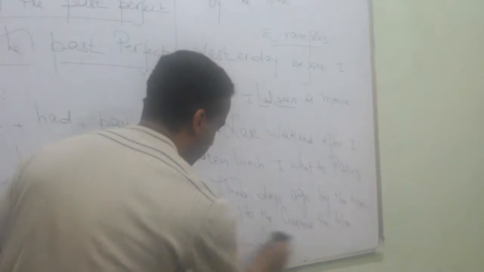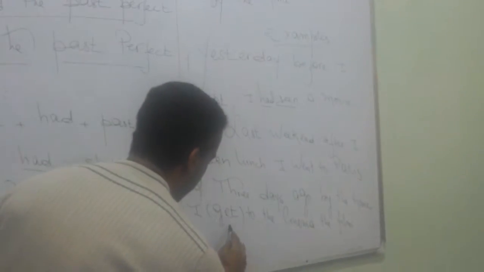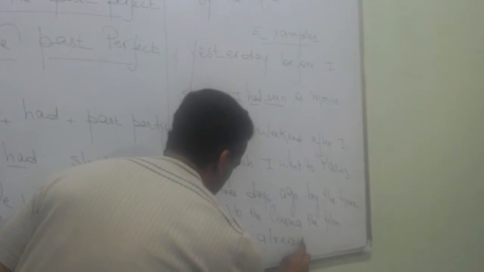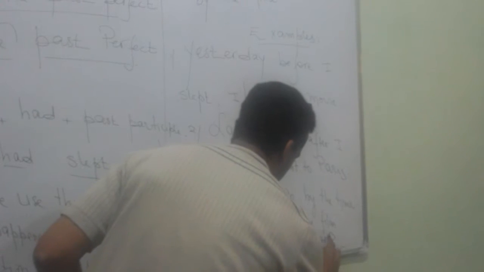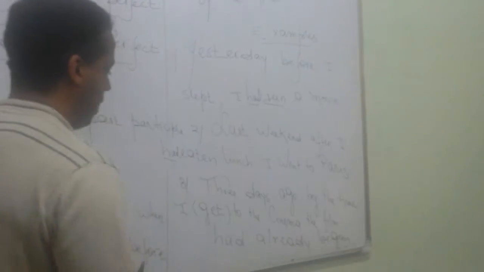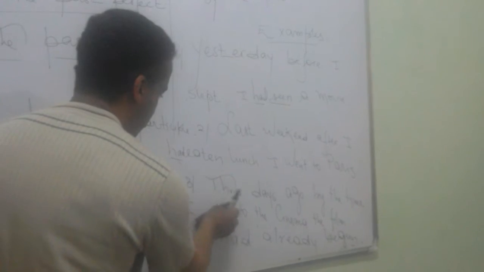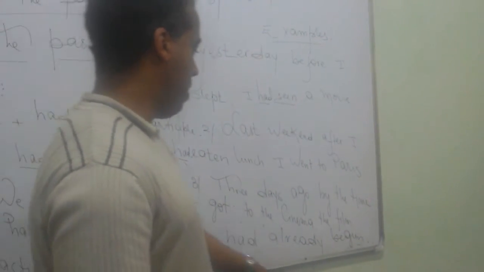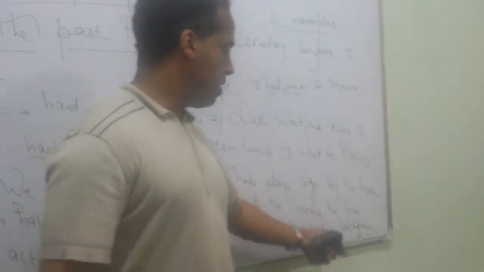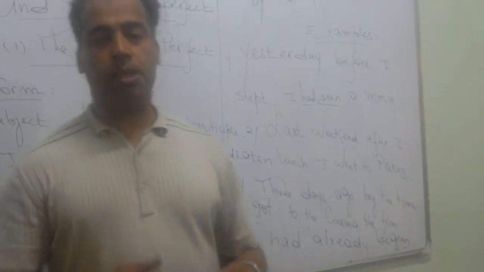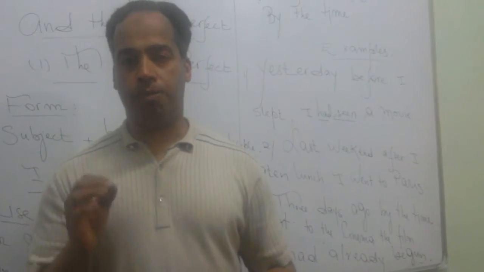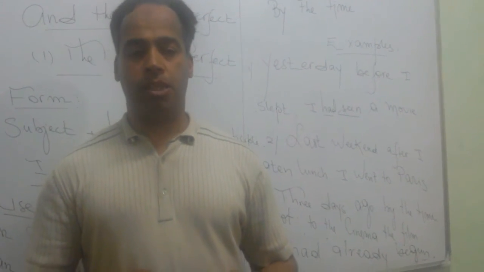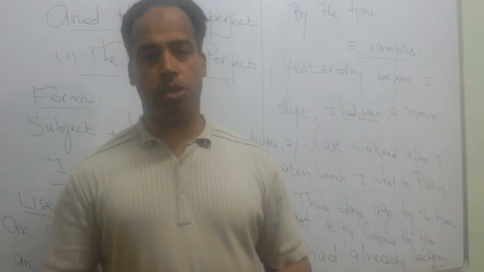I'm going to write here, or to use, the had already, and the past participle of begin is begun. And of course, I'm going to conjugate the verb to get into the simple past. I got to the cinema. The film had already begun. Okay, it means that understanding the context of the sentence is very important for this kind of exercise. Okay, I hope that this explanation is very satisfactory, and thank you.